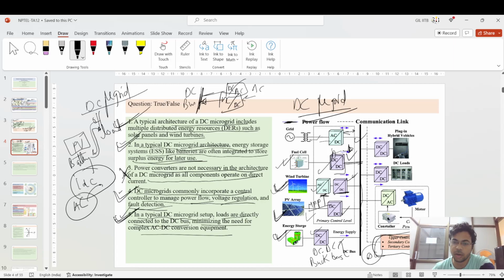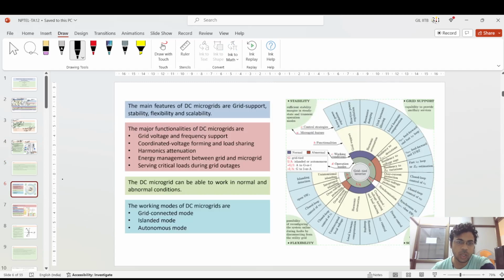That is true. The fifth statement is true because if you have a DC load, you can directly connect it to this DC bus bar. There is no need to convert to AC and then AC back to DC before you can use it. You can directly use the DC bus bar and connect this load. And suppose your voltage level is not sufficient, you can use a DC converter for reducing or increasing the voltage based upon your load requirement. So the fifth statement is actually true. So you can connect. Okay.